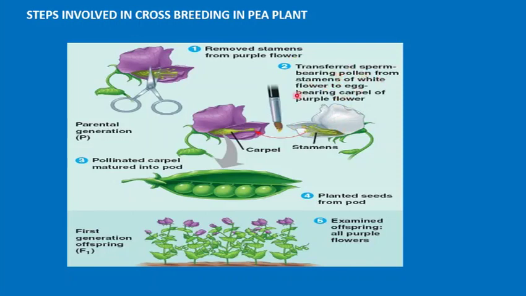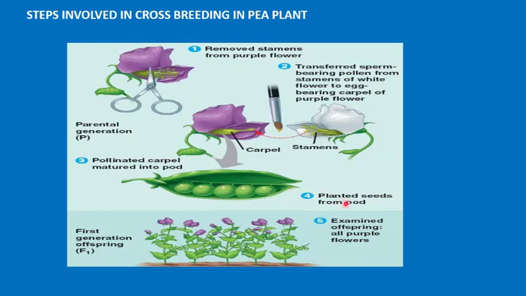He transferred sperm bearing pollen from the stamens of the white flower to the egg bearing carpel of the purple flower. So this is a female flower and this is a male flower. So it has been transmitted over here. And then the pollinated carpel matured into a pod. This is the seed pod and the seeds developed over here. So these are hybrid seeds now.